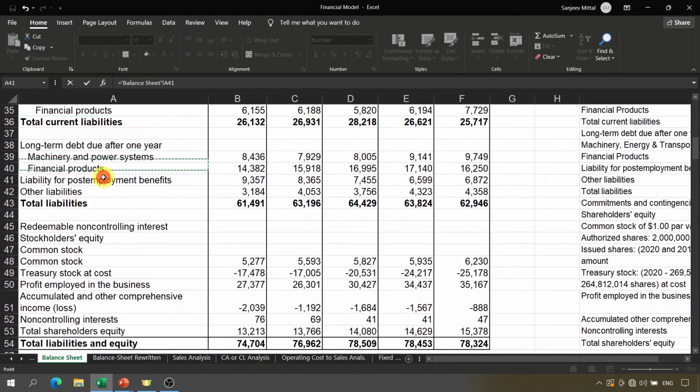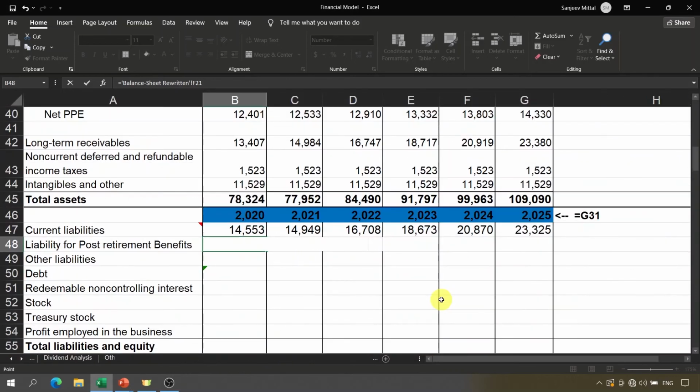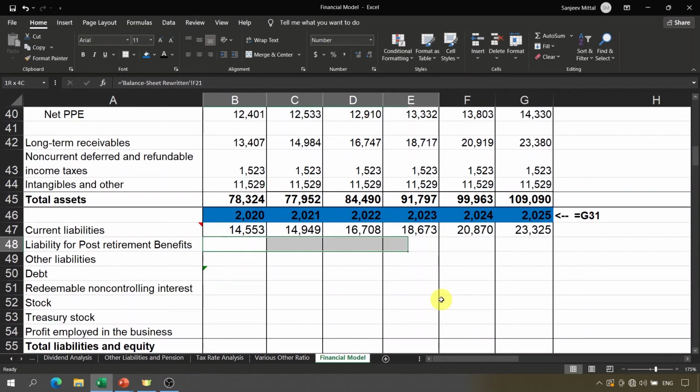These numbers here, as you can see, is 6,872. Or we can also take this number from our balance sheet, which is rewritten, and from that rewritten balance sheet, we can take the number for the year 2020. And if I just press enter, we will get this number. Let me again highlight this in black, and we get this number.